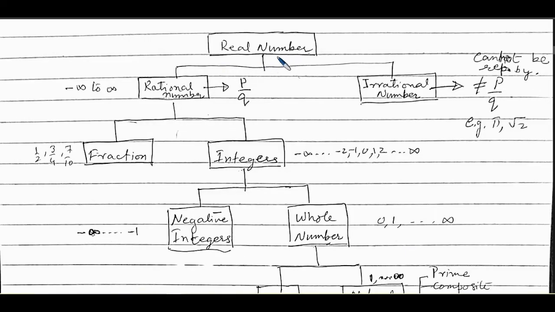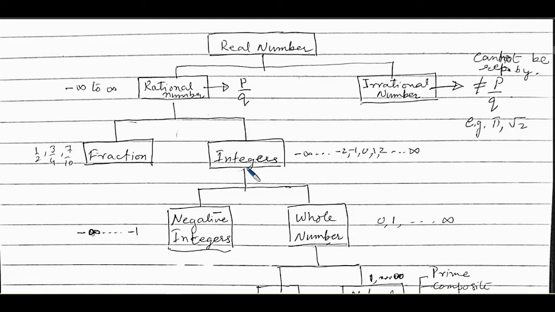So if I now make a real number tree, the real numbers are divided into these two branches: rational numbers and irrational numbers. Irrational numbers cannot be expressed as the ratio of two integers, such as pi or root 2. And the rational numbers are again divided into two branches called fractions and integers. Fractions are this, and integers are from minus infinity to plus infinity, and 0 is here.